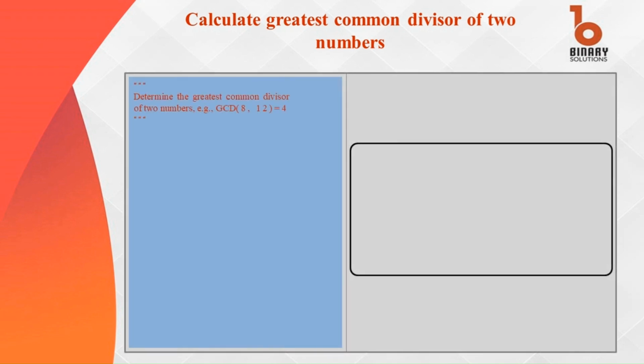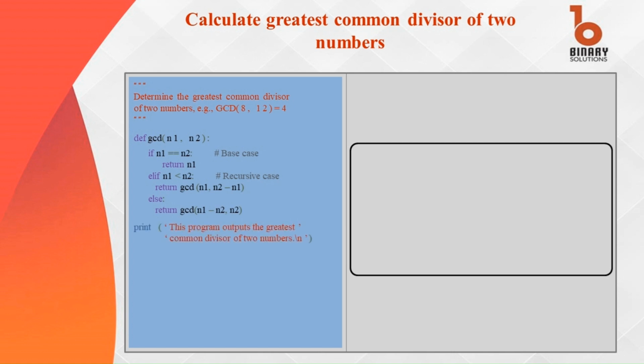The function GCD(n1, n2) first checks if the two numbers are equal, which serves as the base case. If n1 equals n2, the GCD is simply the value of n1 or n2. If the numbers are not equal, the function proceeds with the recursive case, where it calls itself with the difference between the two numbers, reducing the problem size step by step. If n1 is smaller than n2, the function subtracts n1 from n2. Otherwise, it subtracts n2 from n1.